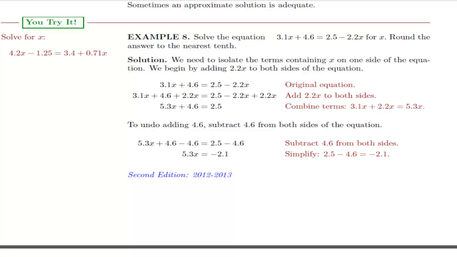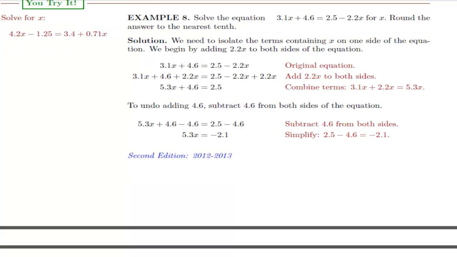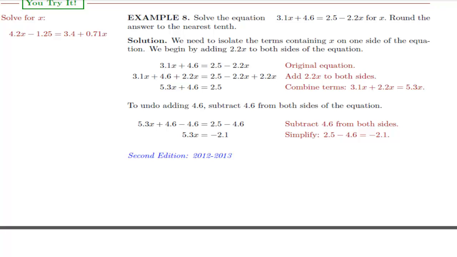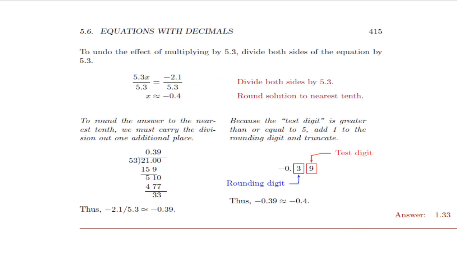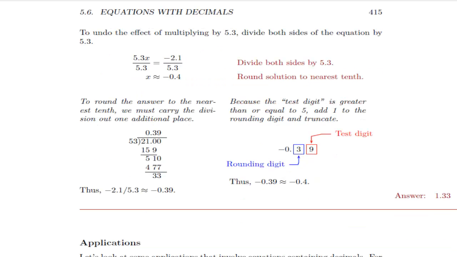To undo adding 4.6, subtract 4.6 from both sides of the equation. So on the left we have 5.3x plus 4.6 minus 4.6 is 5.3x. And on the right, 2.5 minus 4.6 is negative 2.1. To undo the effect of multiplying by 5.3, divide both sides of the equation by 5.3. So on the left, 5.3 times x divided by 5.3 is x. And on the right, negative 2.1 divided by 5.3 approximately equals negative 0.4.